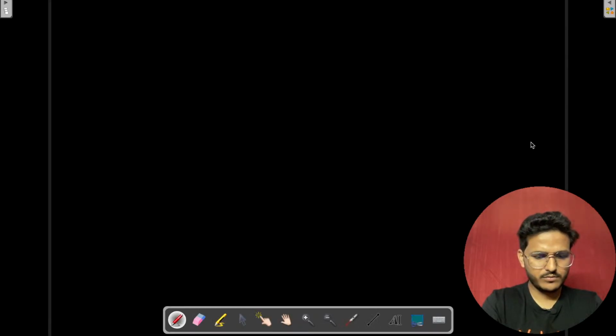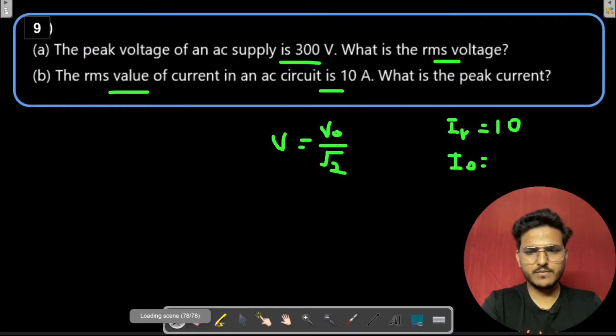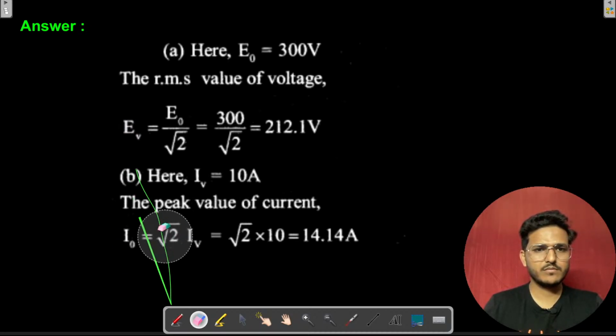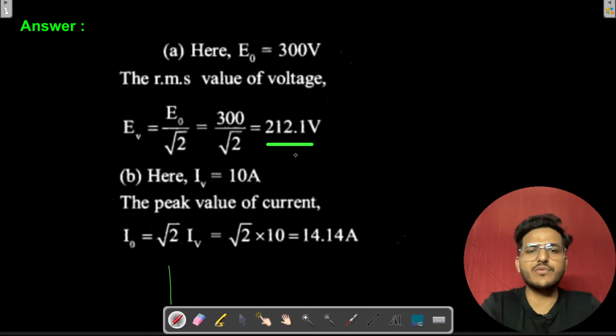Okay, moving to next. See, Vrms equals V naught upon root 2, that is 300 upon root 2, that is 212.1, and I naught is root 2 times of Irms, root 2 times of 10, that is 14.14.